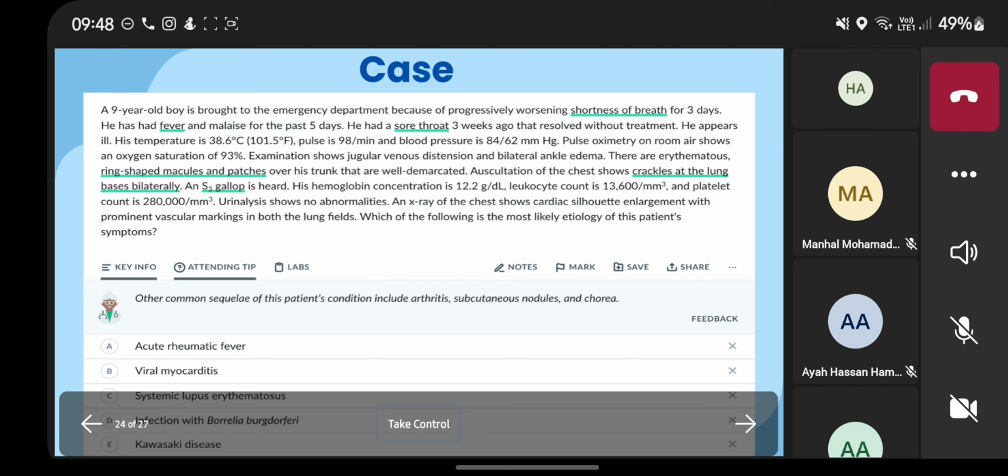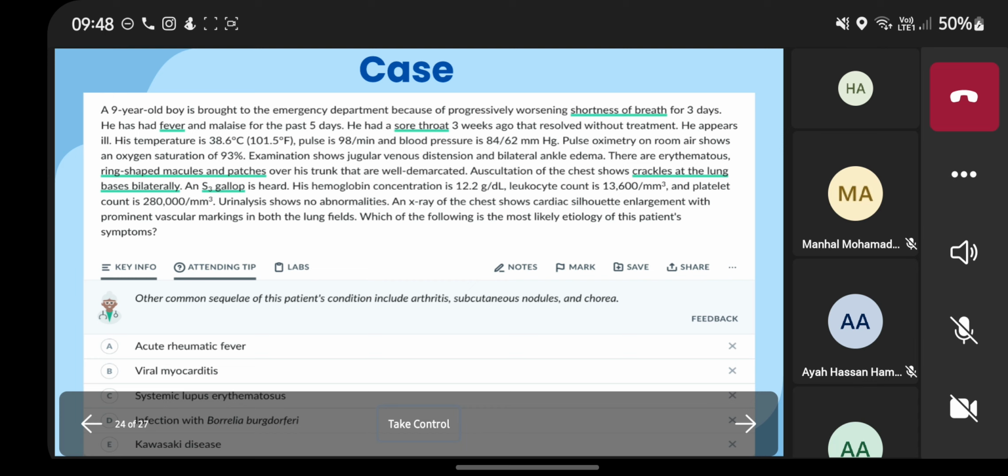Yes, go ahead, please. A 9-year-old boy is brought to the emergency department because of progressively worsening shortness of breath for 3 days. He has had fever and malaise for the past 5 days. He had a sore throat 3 weeks ago and that resolved without treatment. He appears ill. His temperature is 38.6 degrees Celsius. Pulse is 98 per minute. Blood pressure is 84/62. Pulse oximetry on room air shows an oxygen saturation of 93%. Examination shows jugular venous distension and bilateral ankle edema.